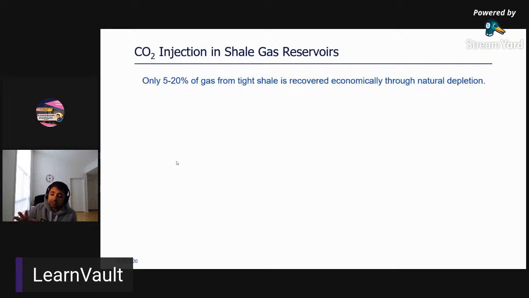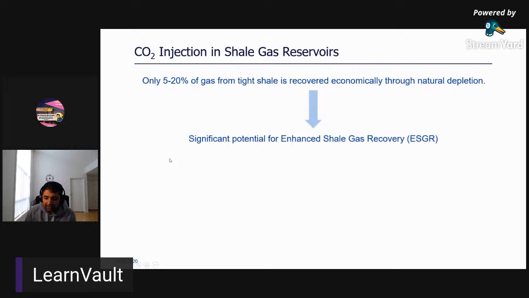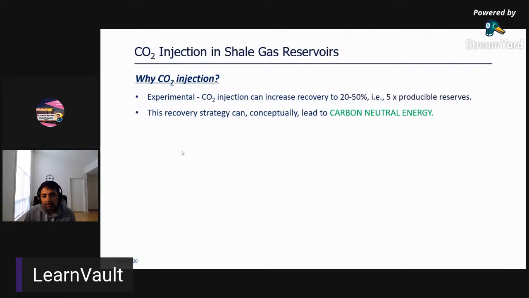Right, so there is still more than 80% of gas that is left behind in the formation in spite of fracturing. So what does this indicate? It indicates that there is a significant potential for enhanced shale gas recovery, and a solution for this is to inject CO2. How does CO2 increase the gas recovery? It is because lab experiments have shown that the organic matter that exists in the shale can preferentially adsorb CO2 over methane.